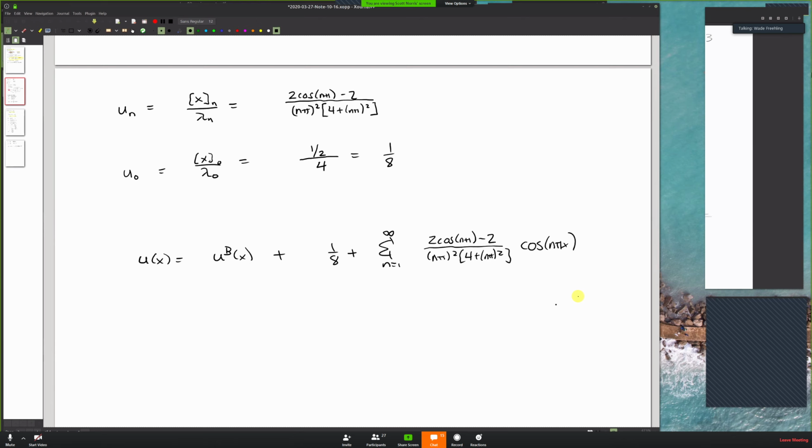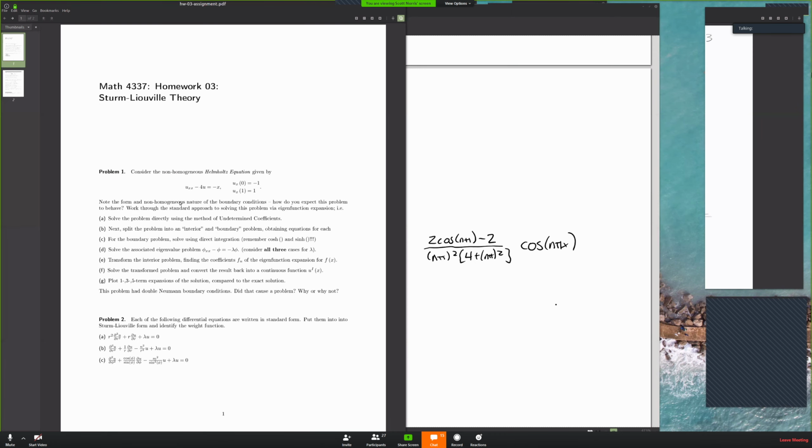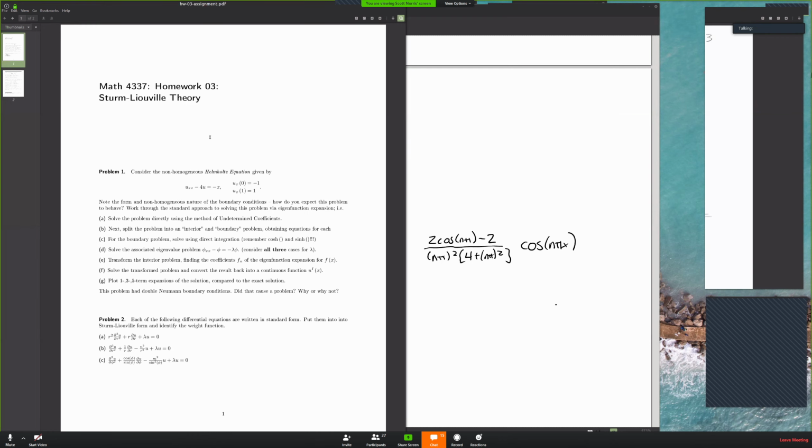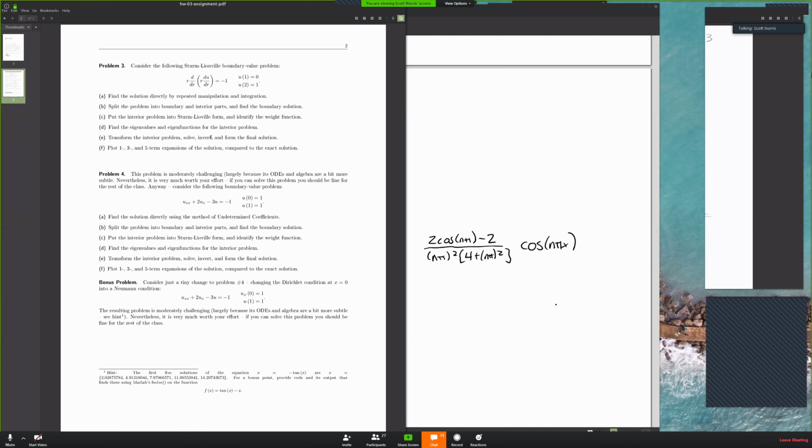I'm having a bit of trouble trying to understand what number 3 is asking. Let's see, number 3. So in number 3, we're doing exactly the same thing that we just did for number 1, but with a different operator here.